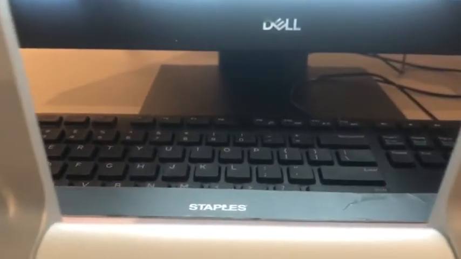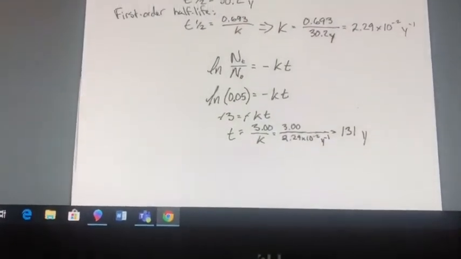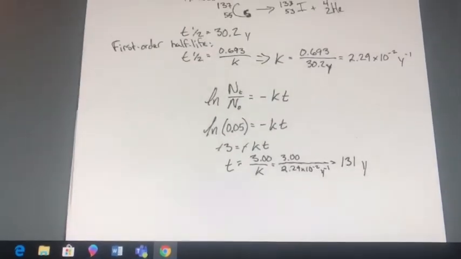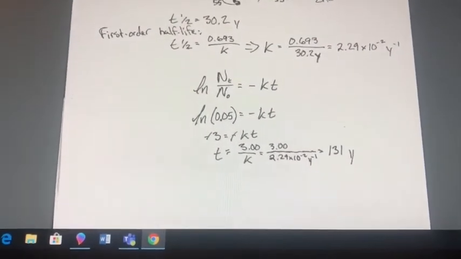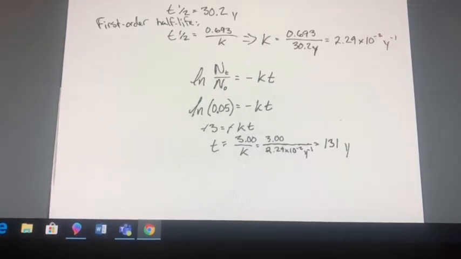Okay, so let's move this over and look at the screen. Sorry about this wonderful production I have going here. Okay, so the screen's focused here. All right, so the half-life is given to us, and that's 30.2 years.